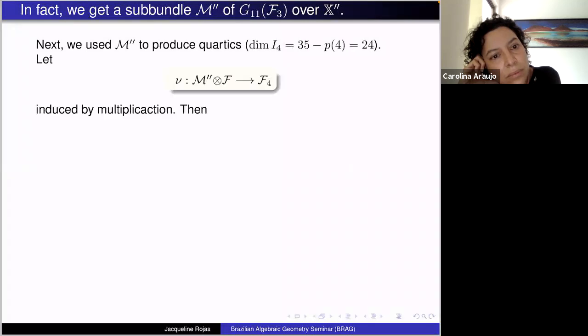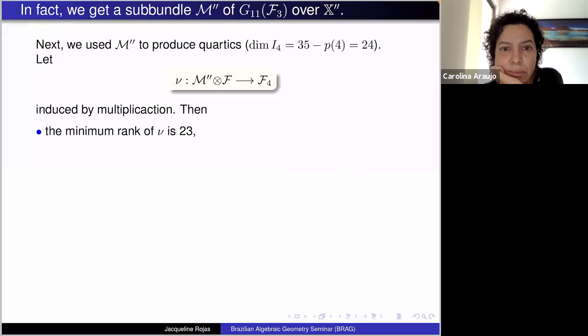And then we consider another multiplication map. Basically, the idea is that you take the set of cubics that you have produced, multiply by linear forms, and produce an element of degree four. Then, in this case, we check that the minimum rank is 23.